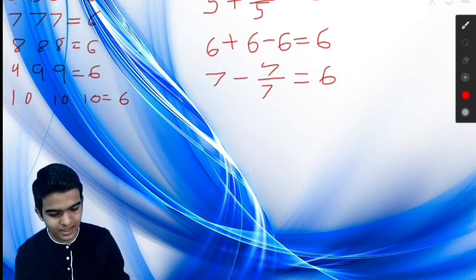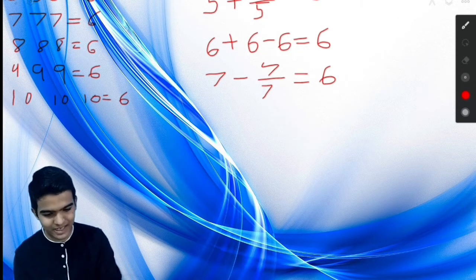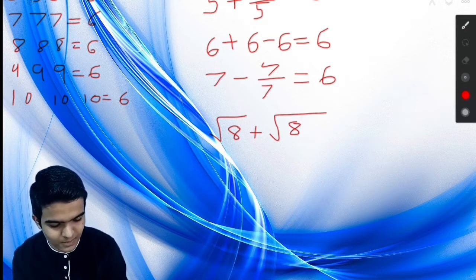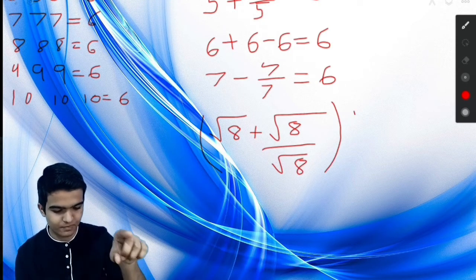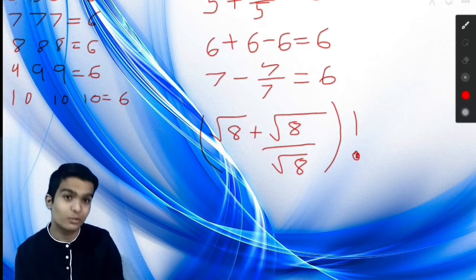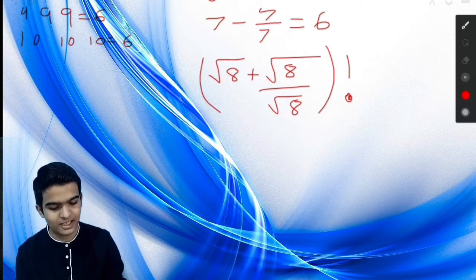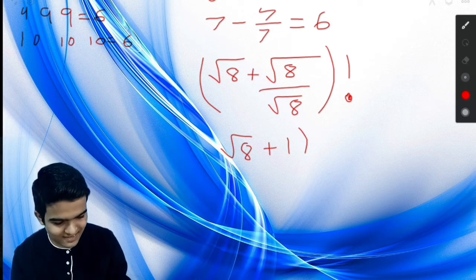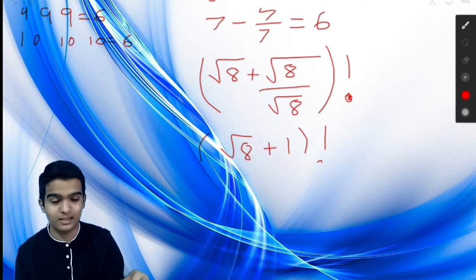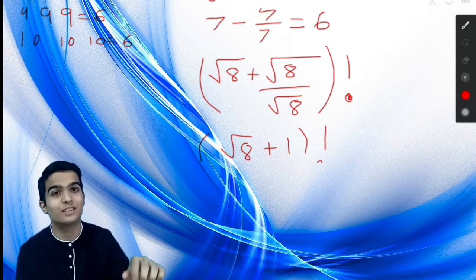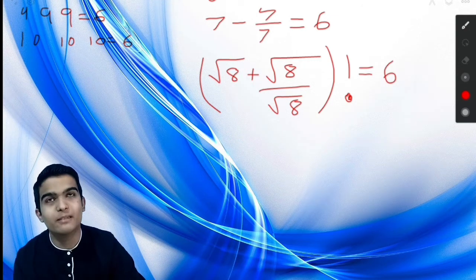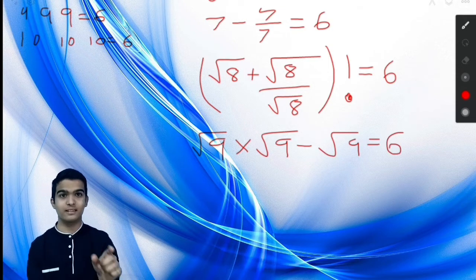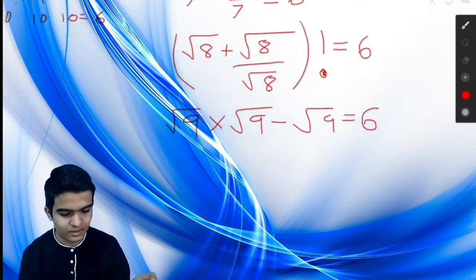And for 8, this one is actually hard. I don't actually know how to solve this, but if we do it like this, root of 8 plus root of 8 upon root of 8, and take its factorial, we shall get 6. Yeah, I guess, I'm not sure. It's like root 8 plus 1, and its factorial is 6. Then for 9, root 9 into root 9, root 9 is 3, so we can do it like this.